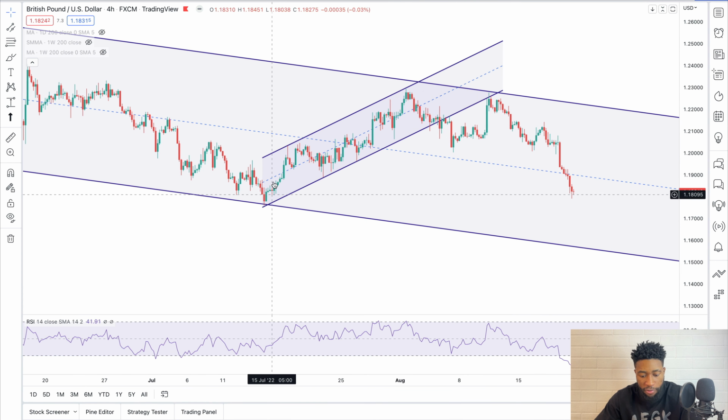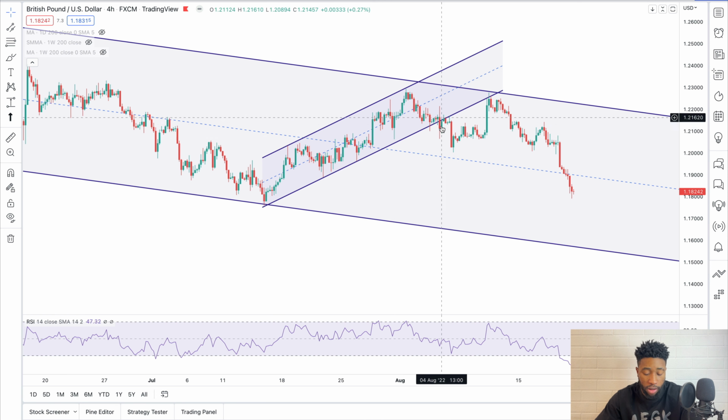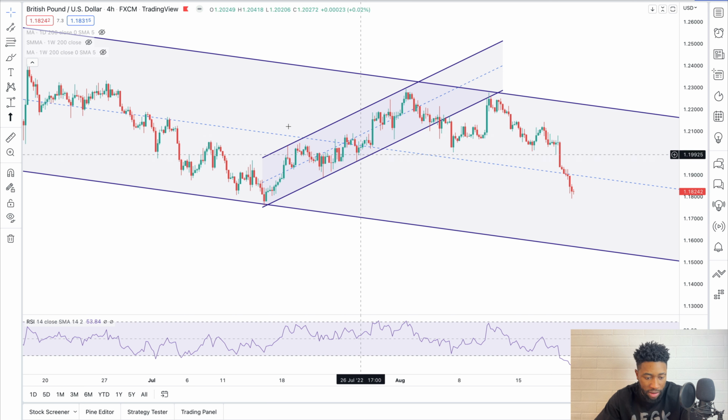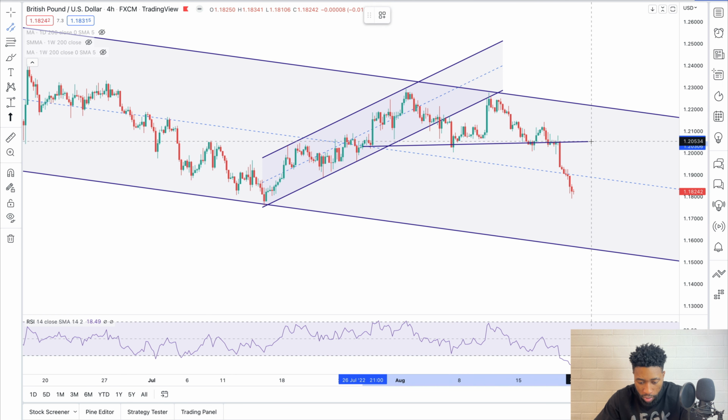Okay, so this is what we talked about last week. So we said if price was to break through this trend line on EURUSD, then we'll go short. But I warned that we wouldn't be going short because we had this area of value. So I'm going to mark this out on the chart. So we had this support level, which is actually our area of value.